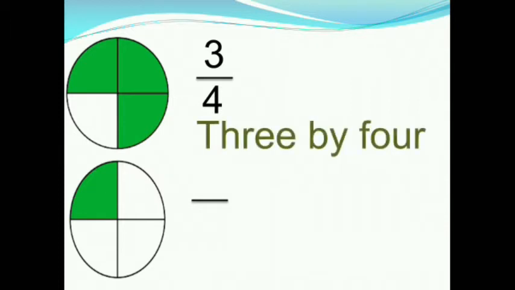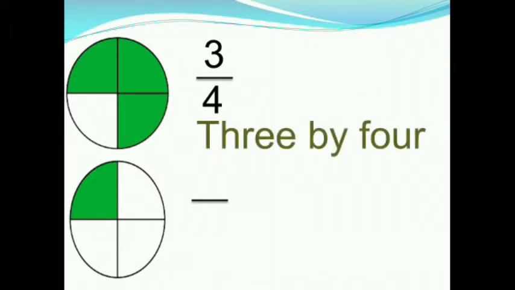Children, see this figure. In how many parts is this figure divided? Yes, in 4 equal parts. So the denominator will be 4. 3 parts are colored. So the numerator will be 3. It will be read as 3 by 4.